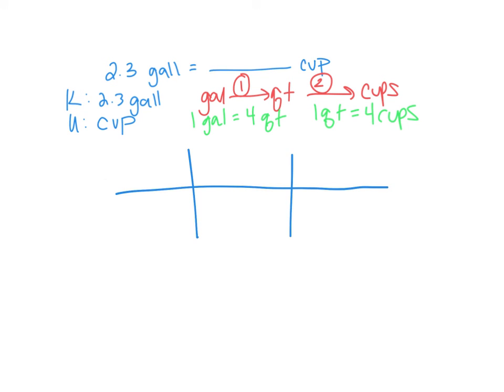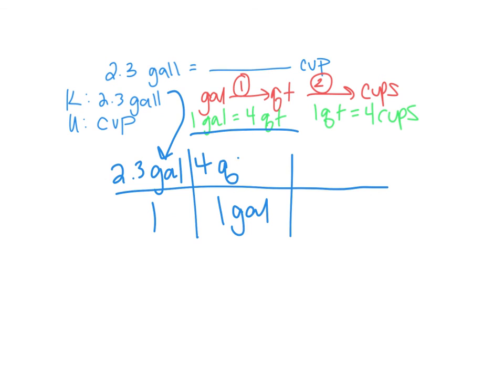1, 2. Bring your known down and put it in that first box. So 2.3 gallons goes first. Now we're looking at step 1. So we're deciding, okay, where are we putting 1 gallon? Where are we putting 4 quarts? So I'm going to put the 1 gallon in the bottom, 4 quarts in the top. That way gallons and gallons can cancel. Something should always cancel on the diagonal if you're doing it right.